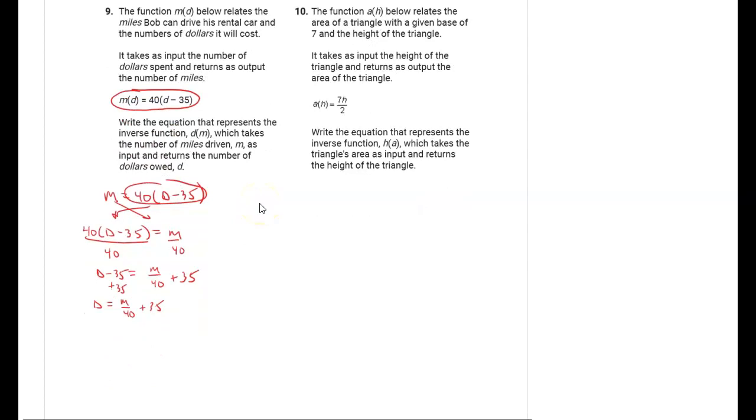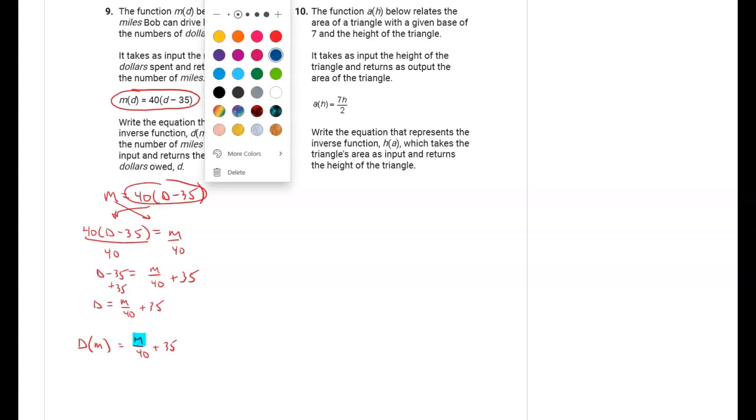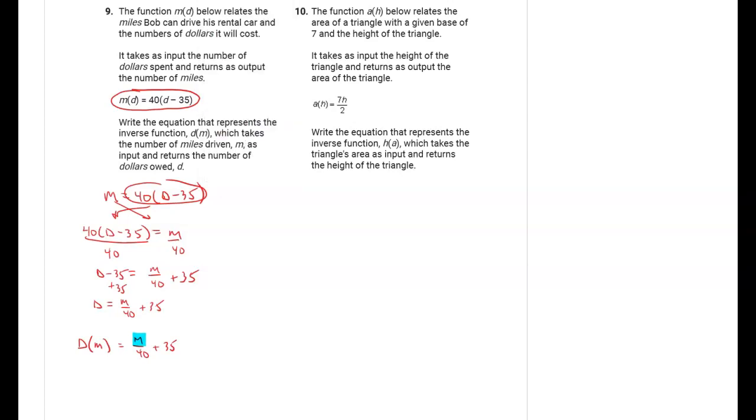Now with that, all I'm going to do is say my output value d with my input value m, right? So it's d of m equals m over 40 plus 35. So now anybody can take the value of m, input it to find the dollars owed at the end. Okay? So again, this is a little bit different than what we've been doing, same concept, but rewriting it in a different way. Okay, the next one.